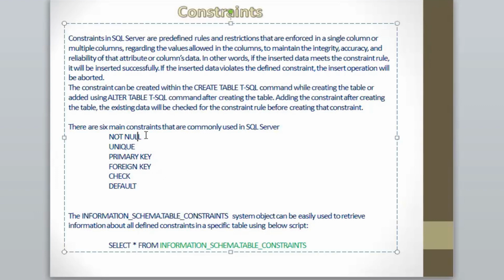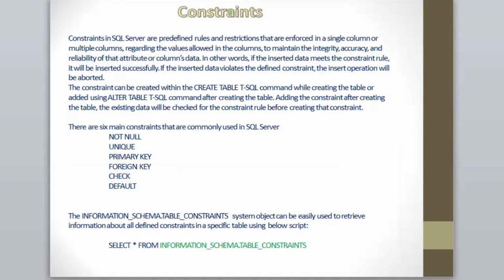So we already went through not null, unique. Now today we will go through check, default, and primary foreign key. Okay, we'll cover this, and I think this will complete our constraints. So let me go through check and default first.